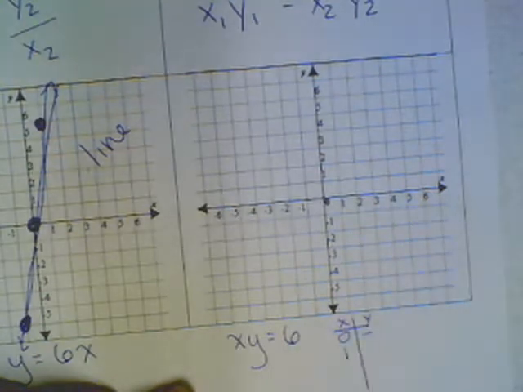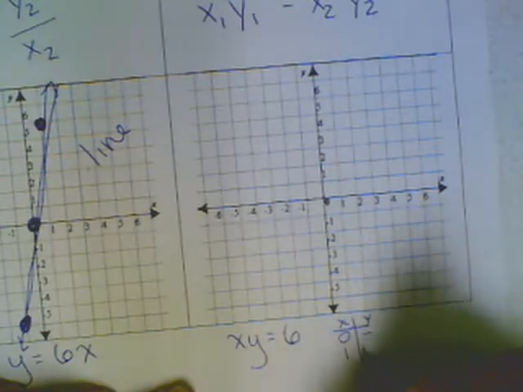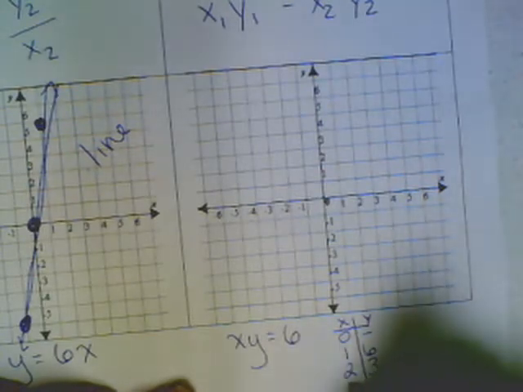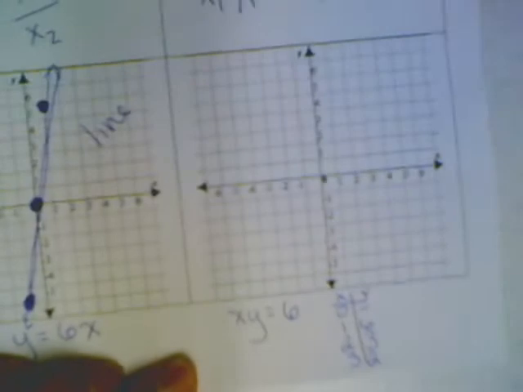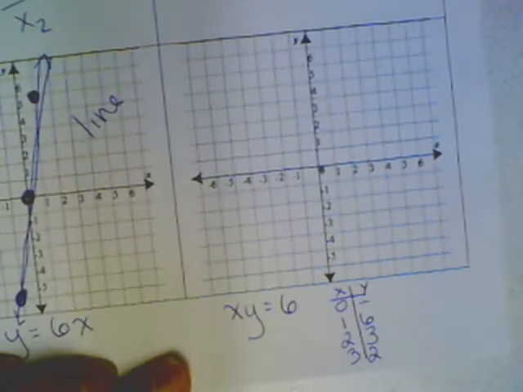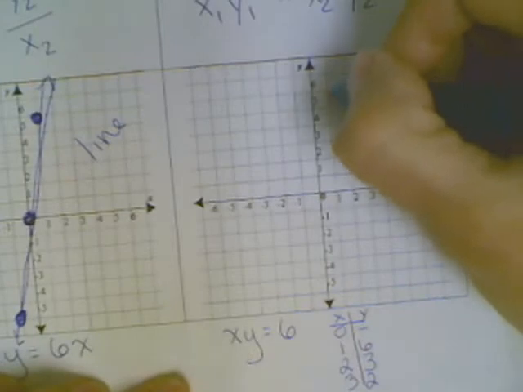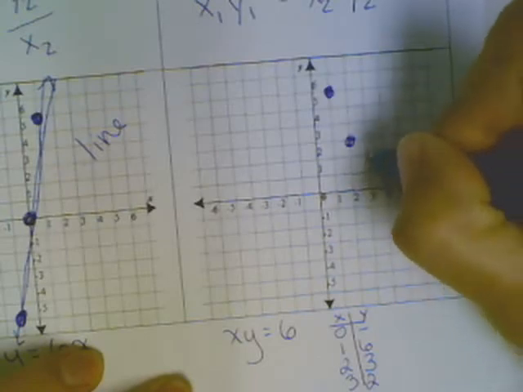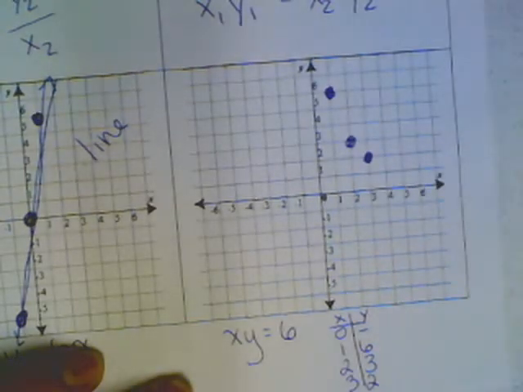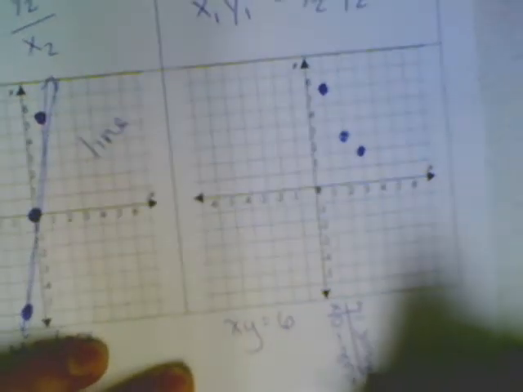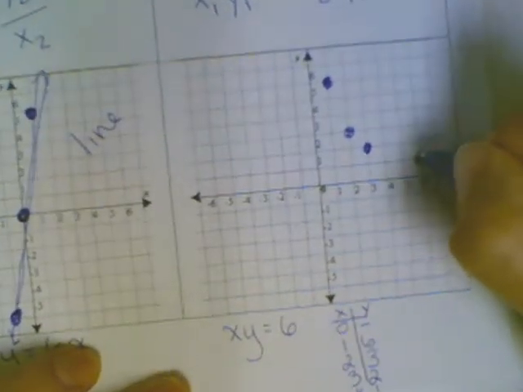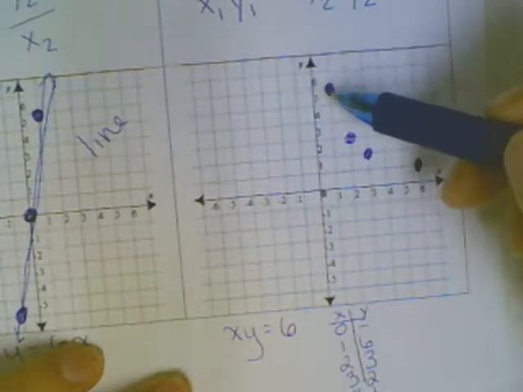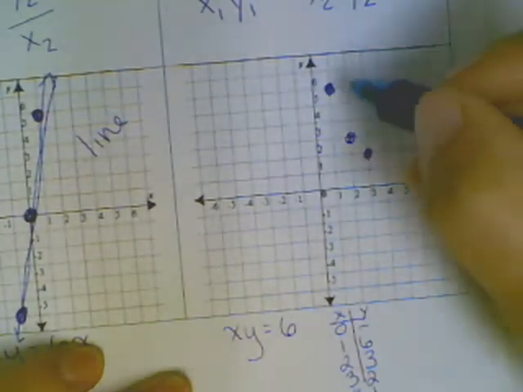But let's continue on, and I'll input 1. Well, 1 times what is 6? 6. If x is 2, 2 times 3 is 6. If x is 3, 3 times 2 is 6. So I have all of these numbers that multiply to be 6. Let's graph those. I have 1, 6, 2, 3, 3, 2. Let's choose one more number on this side. I know that if x is 6, y is 1, so this is also on my graph. There's kind of a symmetry going on here where if I have 1, 6, I also have 6, 1.